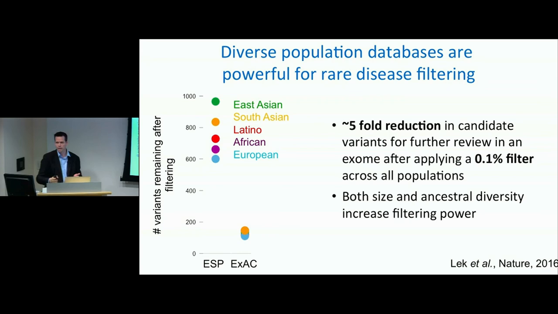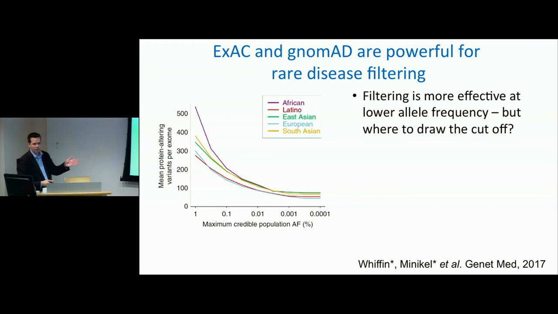Now, for a given disease model, for any variant in the genome, the number of candidate variants that you have to explore in a patient's exome declines following this curve here, and this is plotted here for each of the different populations, depending on where we set our frequency threshold. So if you wanted to get rid of lots and lots of variants in a patient's exome, you could set the frequency threshold extremely low, and that would exclude most of the potential candidate pathogenic variants.